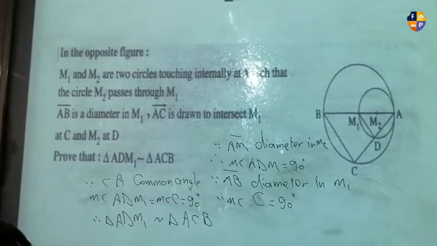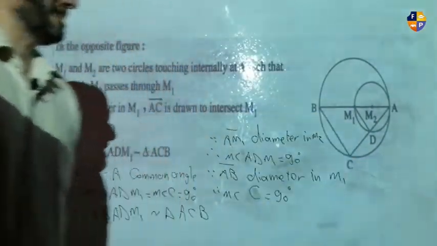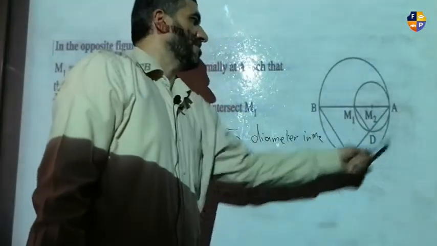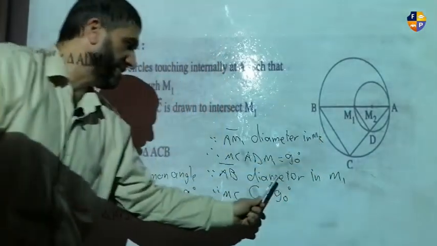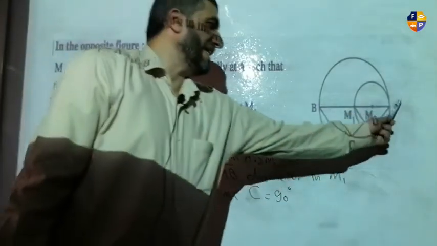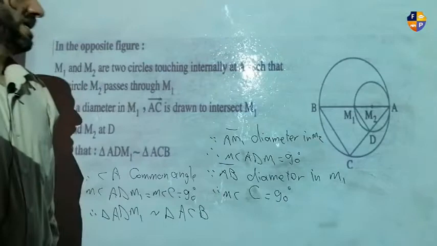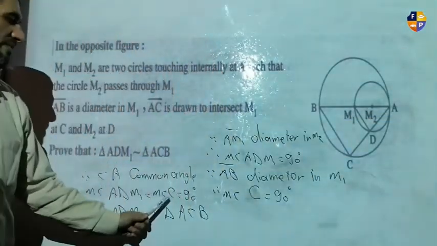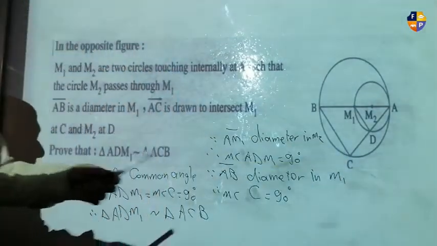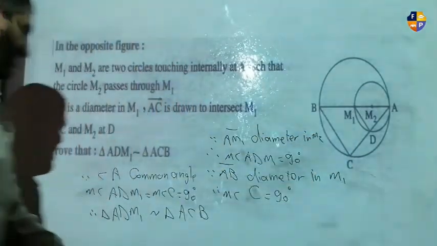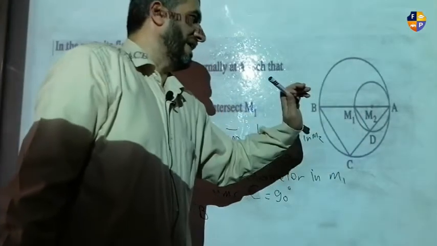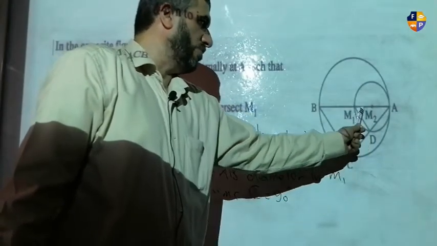Example number two: in these figures, AM1 is the diameter in the smaller circle, then angle ADM1 is a right angle. AB is the diameter in the greater circle, then angle ACB is right. Prove that triangle ADM1 is similar to triangle ACB. Angle A is a common angle, and the measure of ADM1 equals the measure of C, 90 degrees. Then the third angles are equal, so the two triangles are similar. Therefore the measure of M1 equals the measure of B.